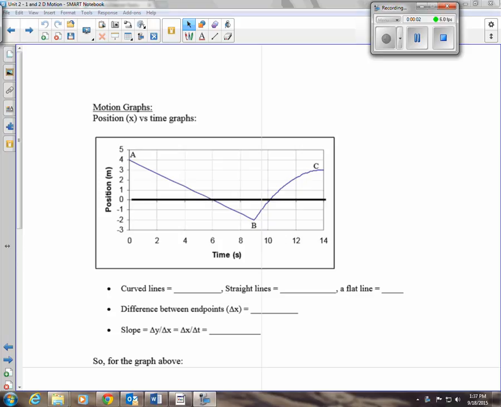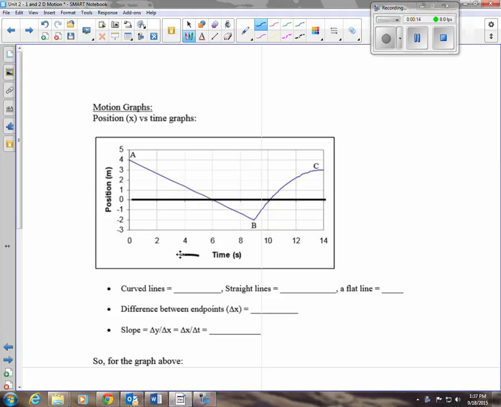Okay, we're going to start studying motion graphs. We're going to start with position versus time graphs and move on to velocity versus time graphs. So for a position time graph, I got time on this axis, I got position.